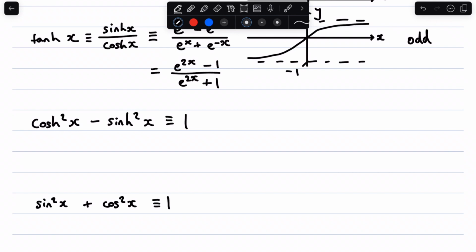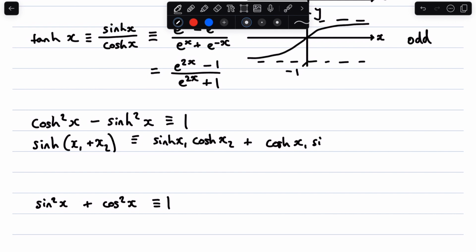We can also see some other identities, so sinh of x1 plus x2 always equals sinh x1 cosh x2 plus cosh x1 sinh x2. And that's very similar to the sine of x1 plus x2. Just get rid of all the h's.